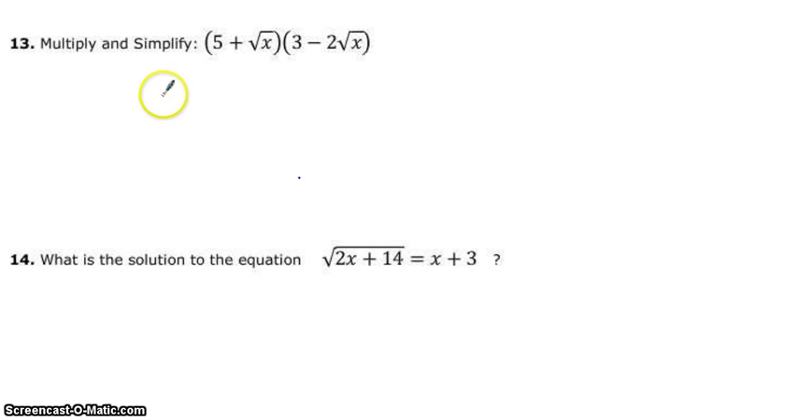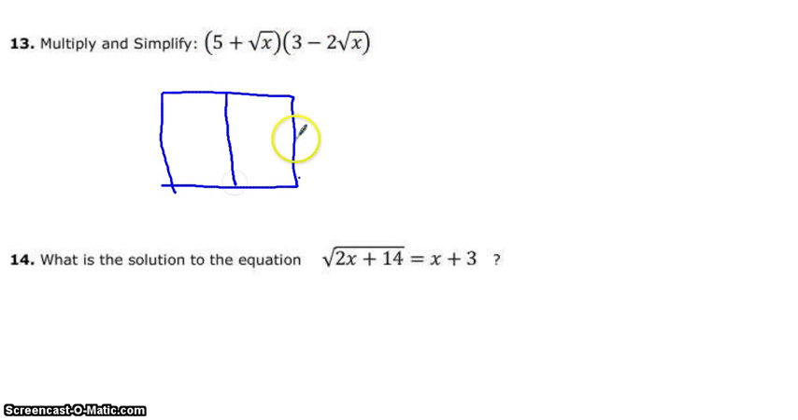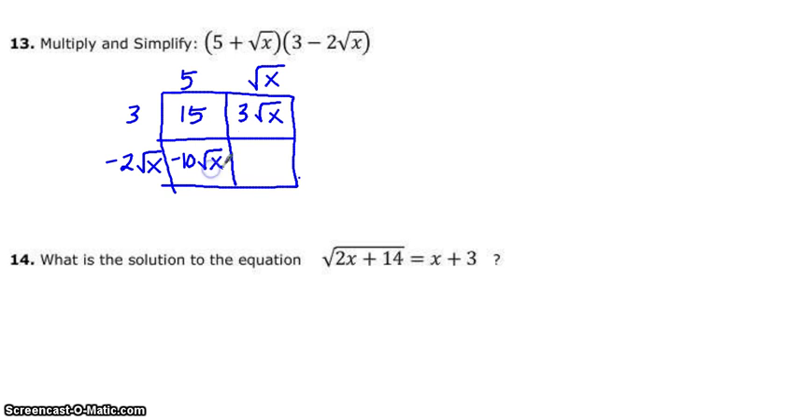All right, so free response for your B version. We got to multiply out two binomials, so we need to use a window pane to do that. 5 square root of x and 3, negative 2 square root of x. So 5 times 3 is 15. That's going to be 3 square root of x. Outside times outside, so 5 times negative 2 is negative 10 square root of x.